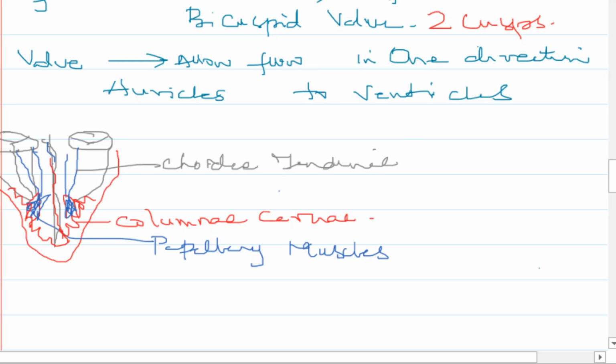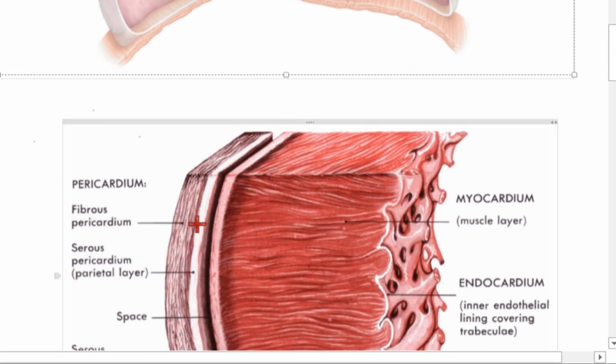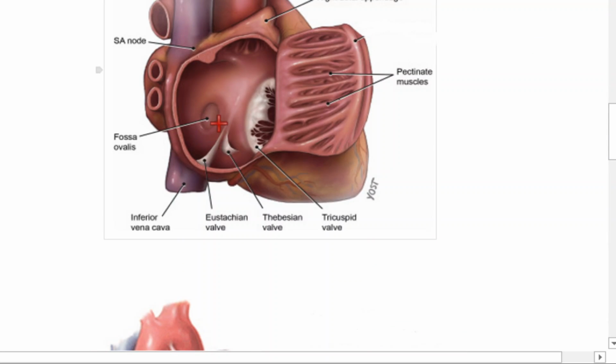This is so confusing right here. So let's see if we have a picture of it. That's the valve. Okay, so this is the fossa ovalis. Like I told you, this is the interauricular septum that you see. Of course, this is the tricuspid valve that goes from the right auricle to the right ventricle. These are the pectinate muscles, ridges that you see.